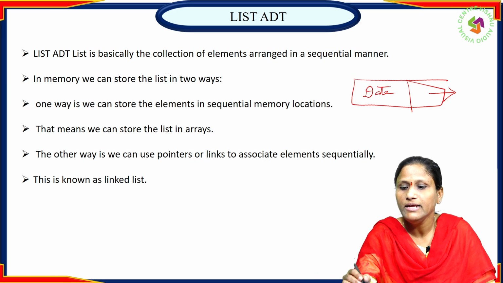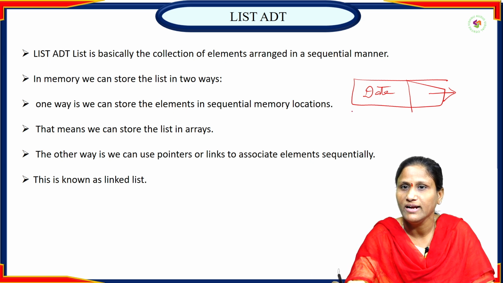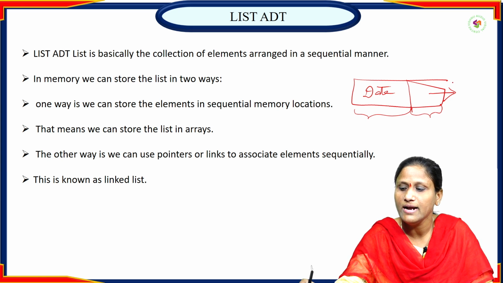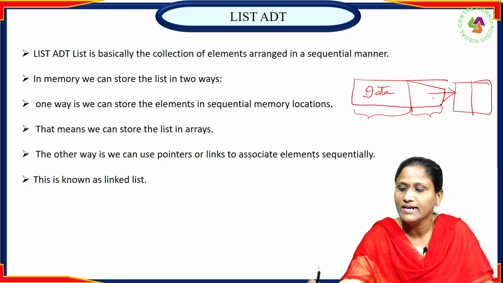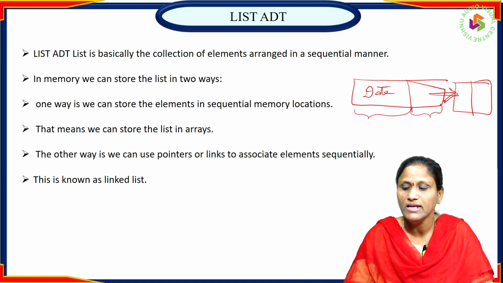So here list means it contains a collection of nodes. The node contains the first field as data and the second field as the pointer to the next node. That means the node contains two fields. The first field is called the data field. The second field is called the pointer, which is nothing but the address of the next node in the list.